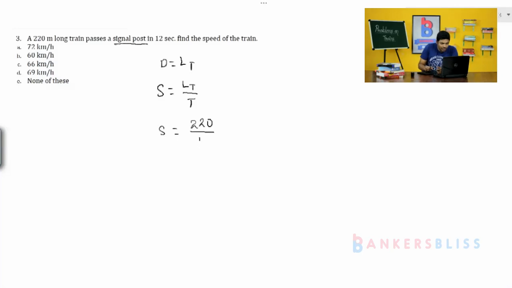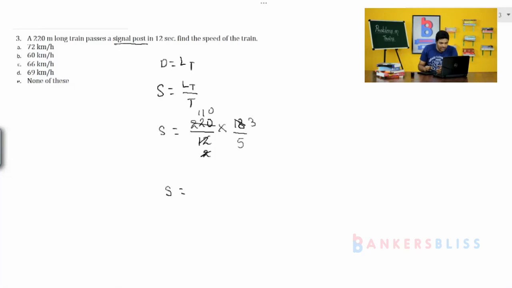220 divided by 12, which is in meter per second, but we have to calculate it in kilometer per hour. From meter per second to kilometer per hour, if you want to convert, then we have to multiply by 18 by 5. So 6 2s are 12, 6 3s are 18, next 2 11s are 22, 110.